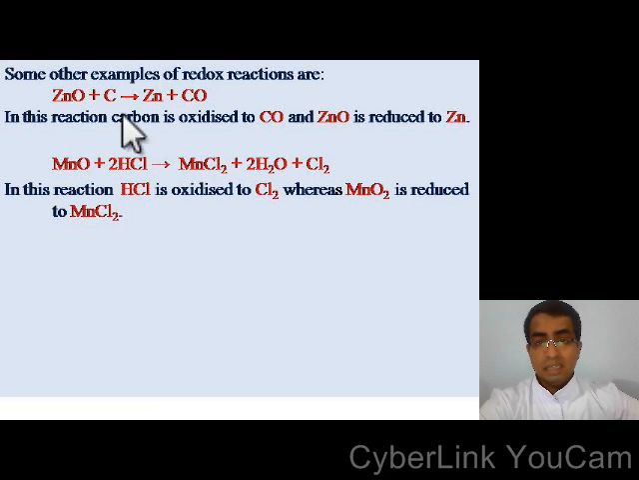Let us see some other examples. Zinc oxide reacts with carbon and you can see zinc and carbon monoxide are formed. Here carbon is oxidized to form carbon monoxide and zinc oxide is reduced to zinc. And here is another example: manganese oxide reacts with hydrochloric acid. You can see manganese chloride, water and chlorine are formed. Hydrochloric acid is oxidized to chlorine, whereas manganese oxide is reduced to manganese chloride. So these are the examples of redox reactions.